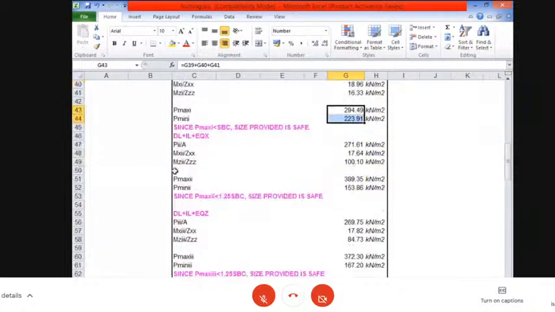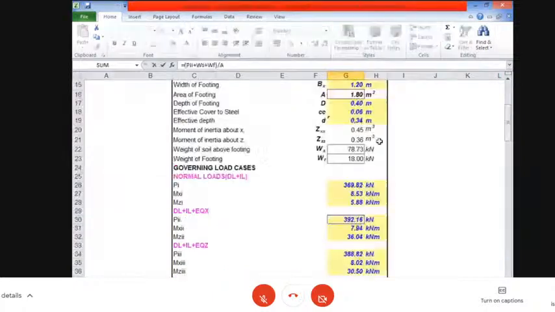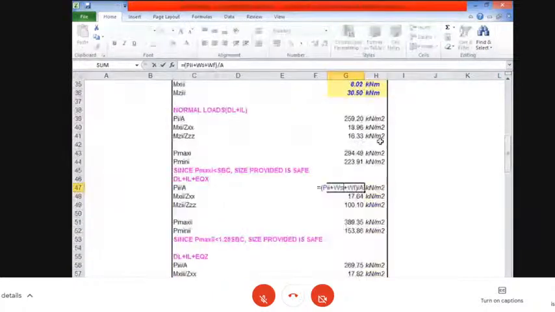So P by A plus M by ZX, M by ZZ. P is the same thing only. For that dead load plus live load plus seismic load, I'm getting 392.16. This load plus the self weight of the footing, then the weight of the soil above the footing. So all these three loads you have to add, divided by that area.